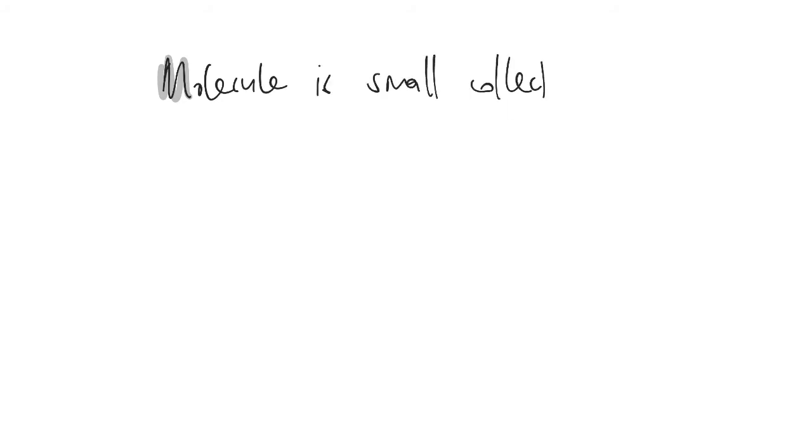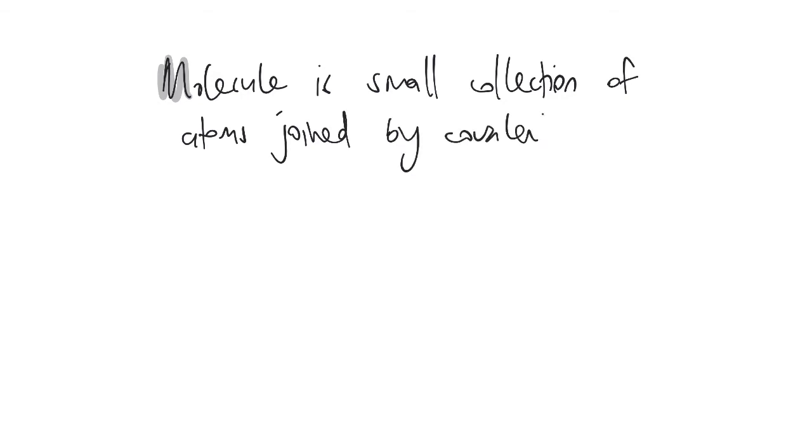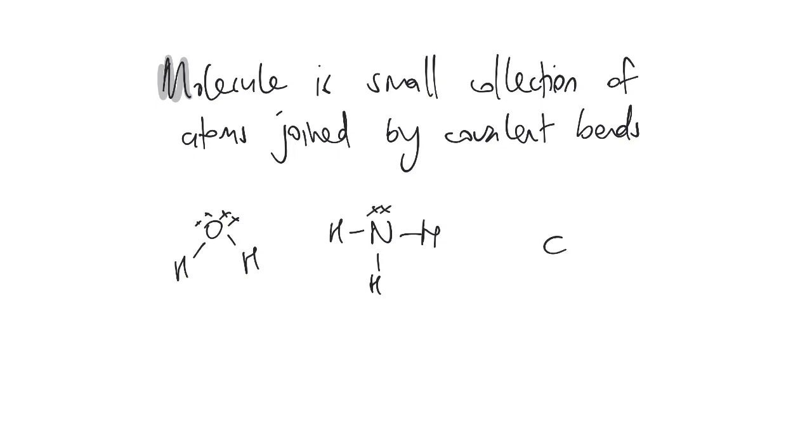A molecule is a small collection of atoms joined by covalent bonds. Okay, so that makes sense. For example, H2O, with its lone pairs there, or NH3, with the lone pairs there, or CO2, with the lone pairs there. So, a molecule is a small collection of atoms joined by covalent bonds.